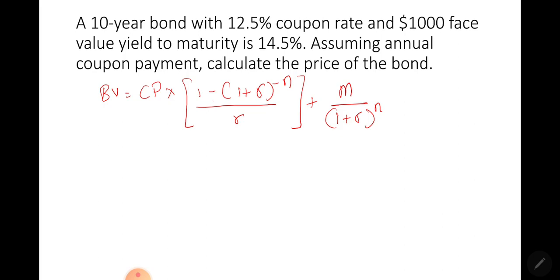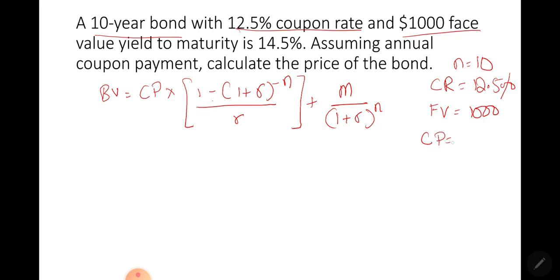So we will plug in the values over here. A 10-year bond, so N is 10, 12.5% coupon rate. Face value is 1000. So the coupon payment will be 12.5% multiplied by 1000. 125 is the coupon payment and the YTM R is 14.5%.